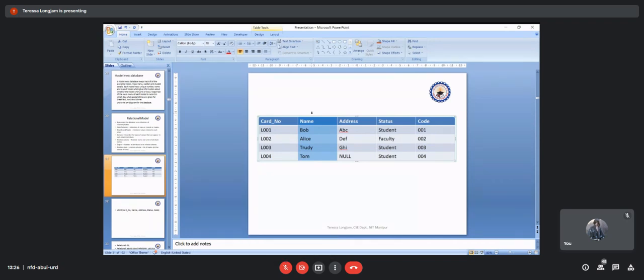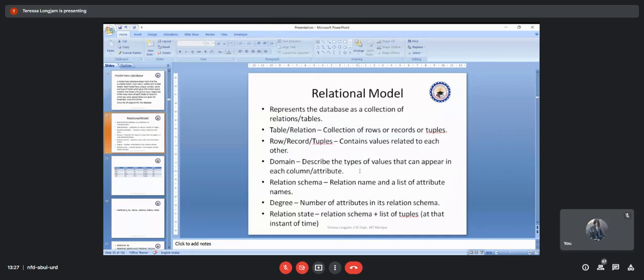Okay, we can't have numbers or special characters. Then it is a domain. We are just defining a domain for a particular attribute, isn't it? So such a restriction that is given for the values in a particular attribute is known as the domain of that attribute.